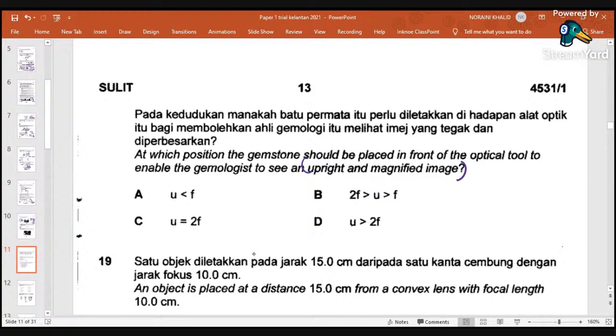So you have U less than F, U equals F, U between F and 2F, U equals 2F, U more than 2F, U at infinity. 1, 2, 3, 4, 5, 6. So I will just memorize something like this.